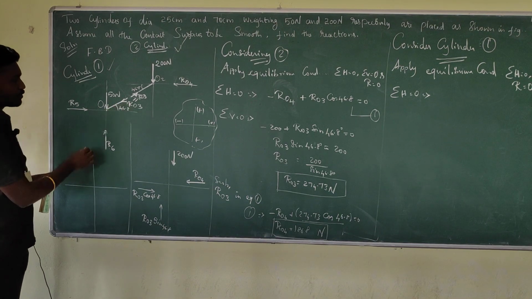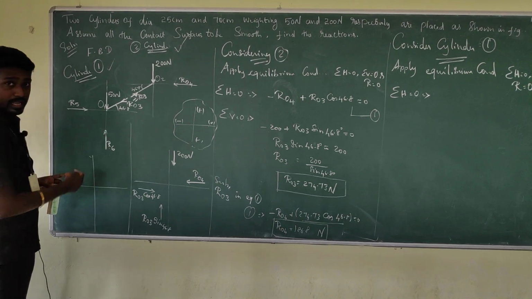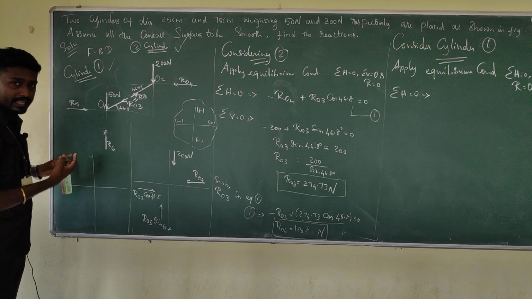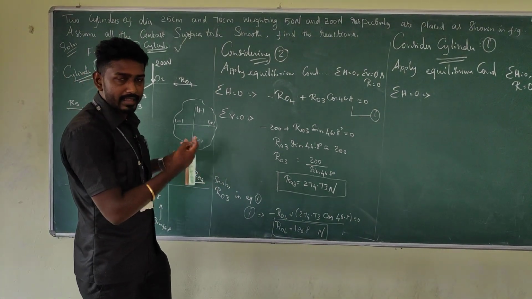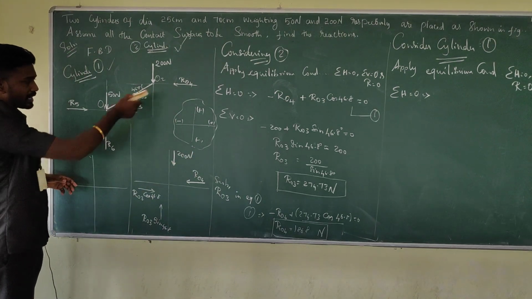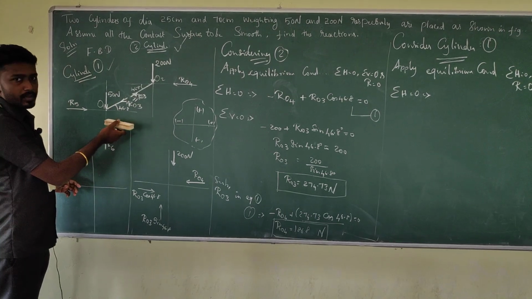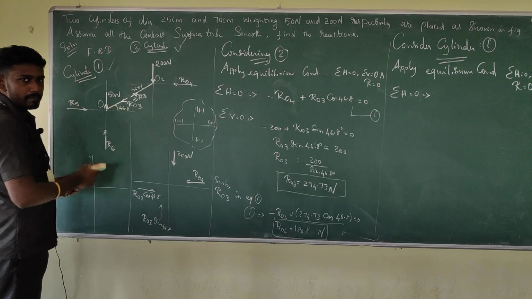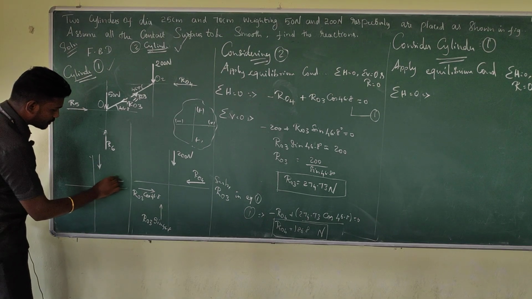Here we have the inclined force RO3 which is directed inside. Am I right? This is how the direction is. So when you are having the inclined force, we know there will be two components, like horizontal and vertical. Since it is directed something like this, we can predict it is moving vertically downwards and horizontally left.